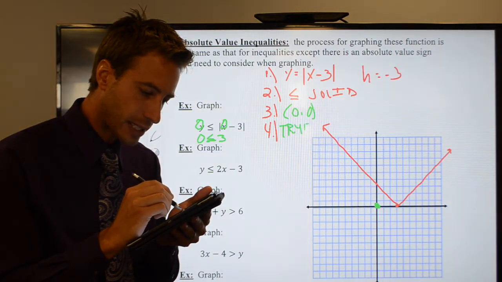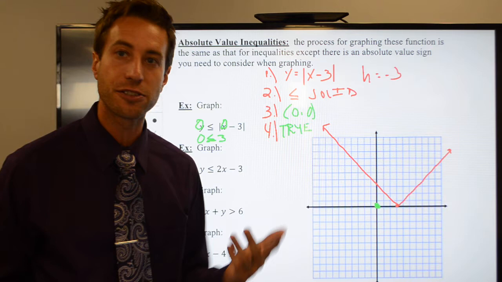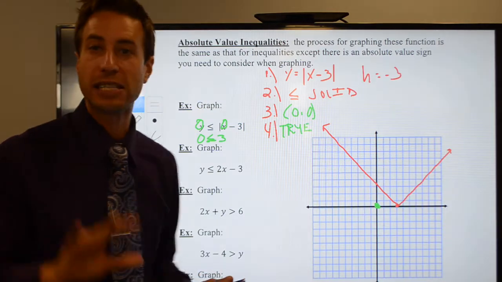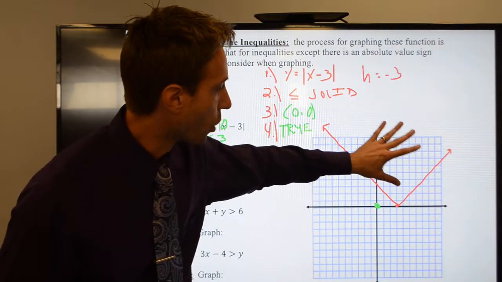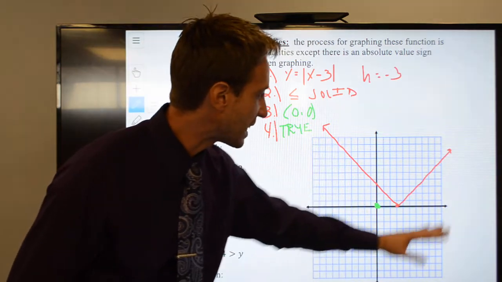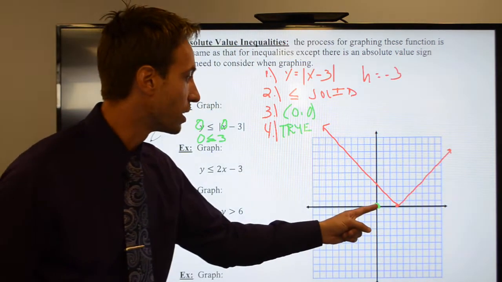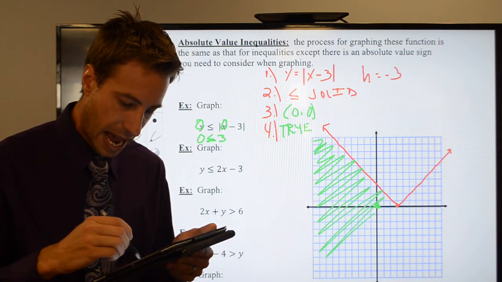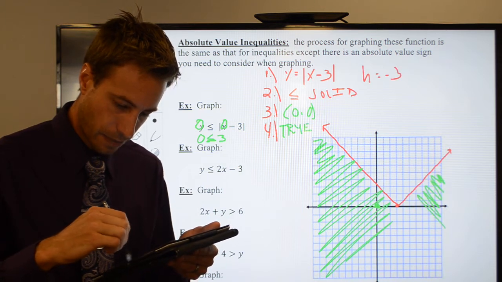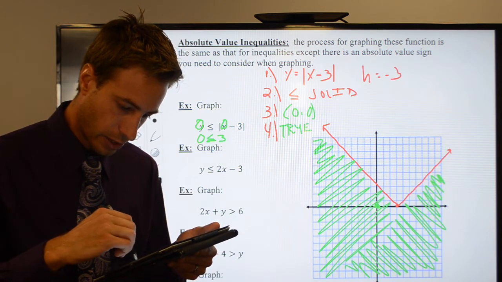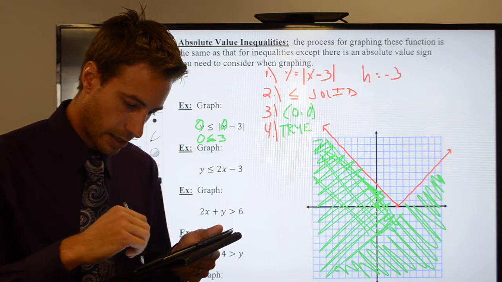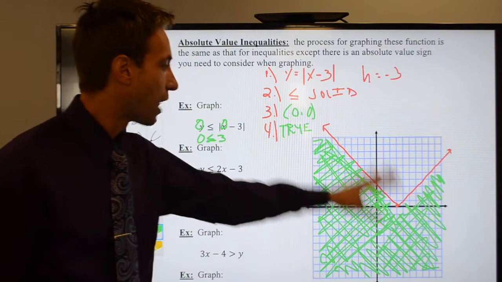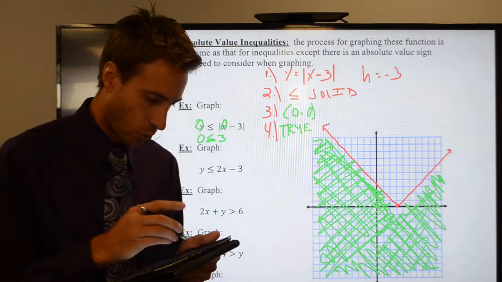And what step number 4 tells us is that if my test point gives me a true statement, that means it represents the solution region. Well, here's how the graph is going to be divided. There's all the points inside the V. There's all the points outside the V. And since my test point was outside the V, that's my solution region. I will shade everybody outside of the V. This represents my solution region. Great. Let's go ahead. I'll erase this and let's try the next one.